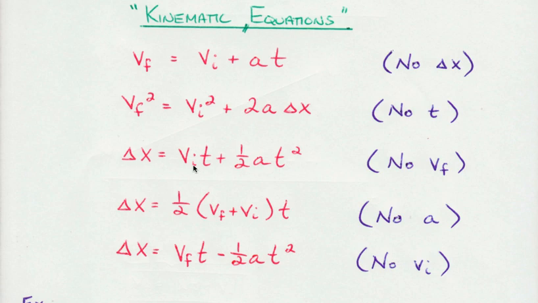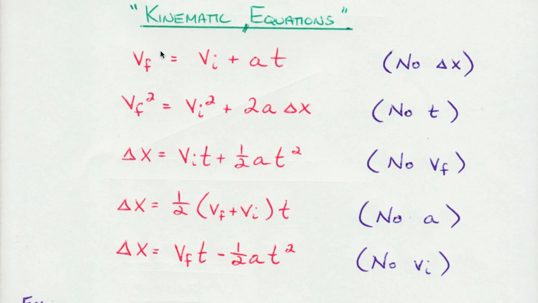The displacement equals the initial velocity times the time plus 1/2 a t squared. And the displacement is also equal to the final velocity times the time minus 1/2 a t squared. The reason why there are 5 of them is because each of these equations is missing one of the 5 kinematic variables. Remember, the kinematic variables are initial and final velocity, acceleration, time, and displacement.